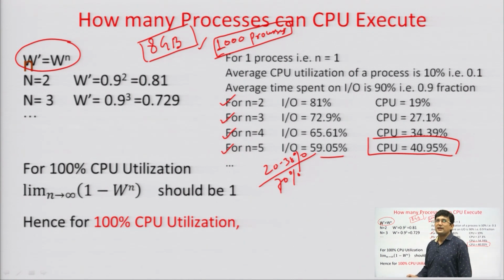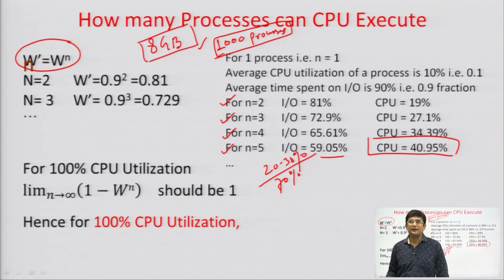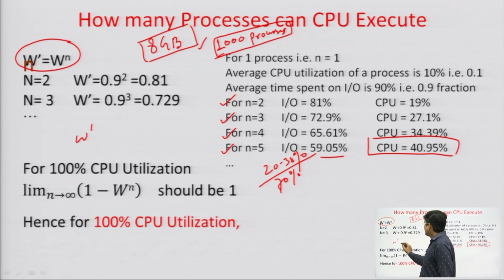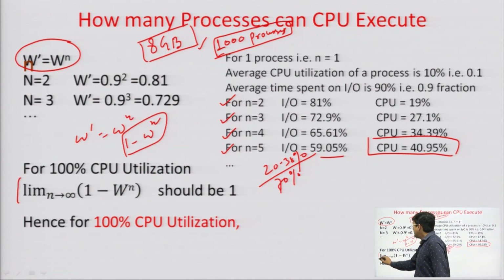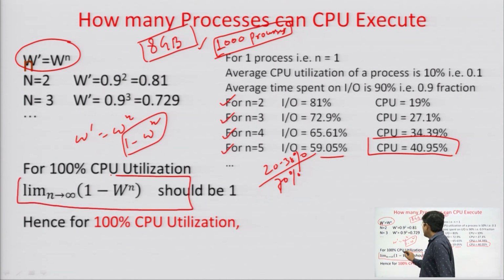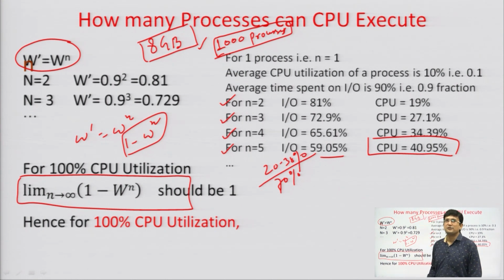But CPU utilization does not increase linearly. With this formula you can say that if W is the IO time utilization, then W raised to the power n is the IO time utilization, and the CPU time utilization will be 1 minus W raised to the power n. If you take a limit, since you want the CPU to be utilized 100% of the time, you want this figure to be 1. That is only possible if W raised to the power n is 0.